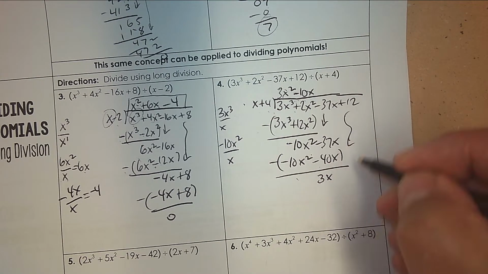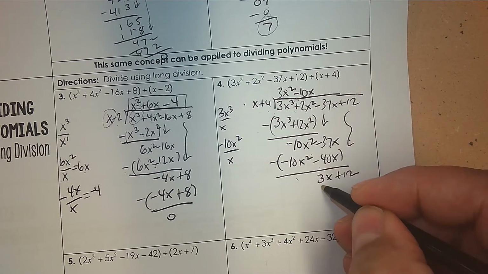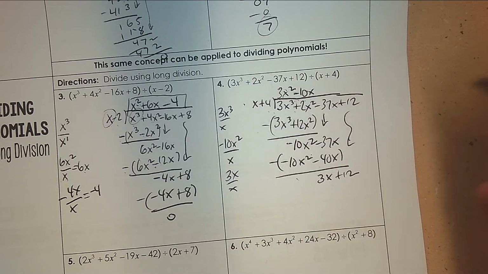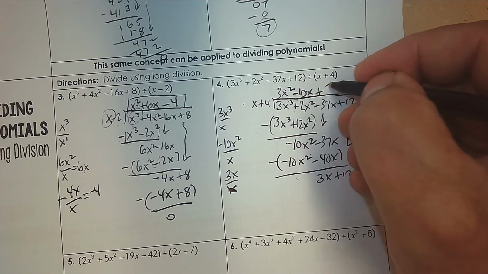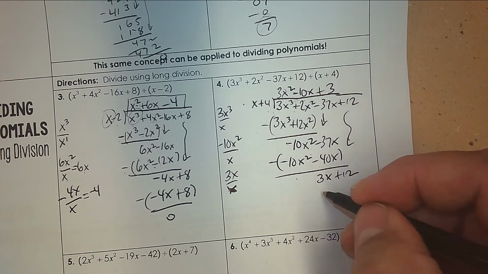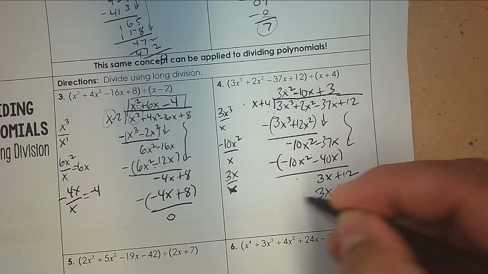Bring down the 12. Again, 3x divided by x. That gives me just 3. And then distribute. That's 3x and 12, which means there's no remainder.